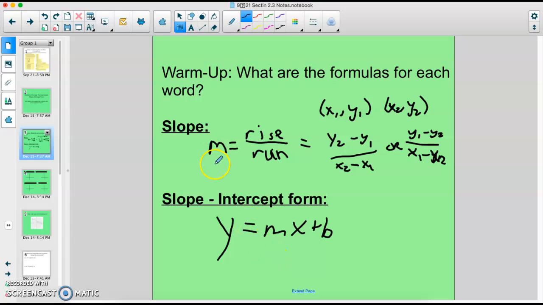Okay, so our slope was m, right? And that's the same m here. So m stands for the slope. So whatever number you find there goes right here in front of the x. The b is the y-intercept. And this is the point at which the graph crosses the y-axis. So whatever number that's at.